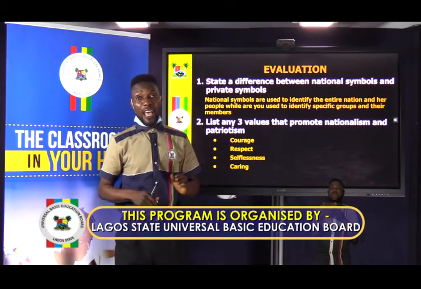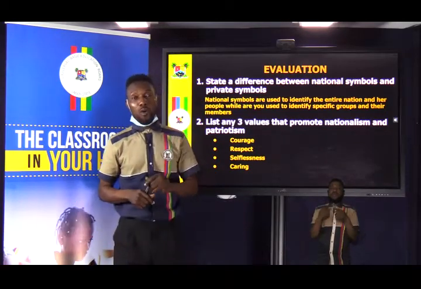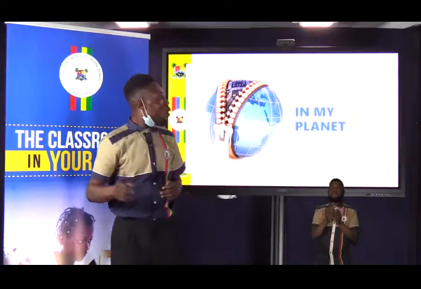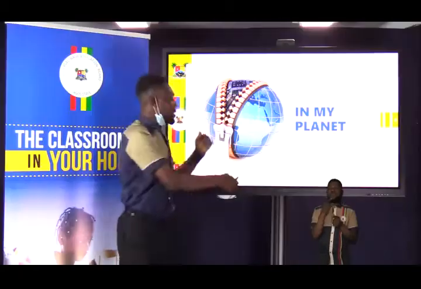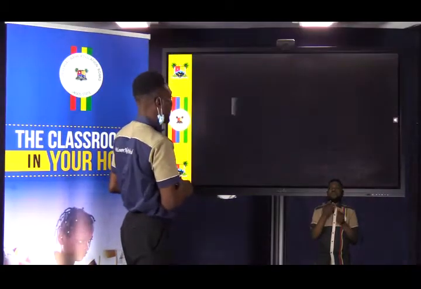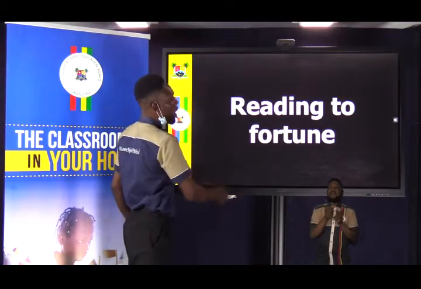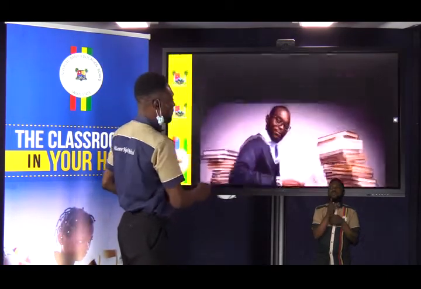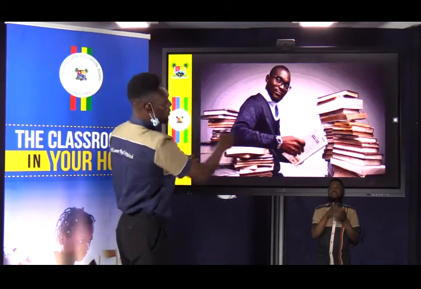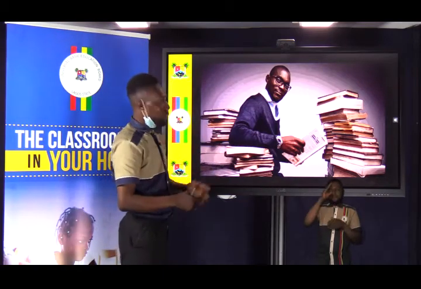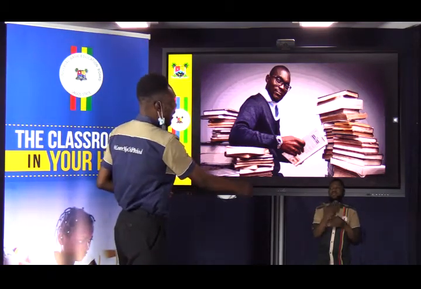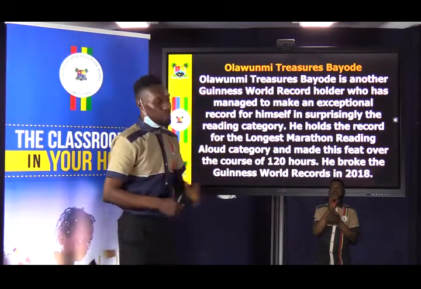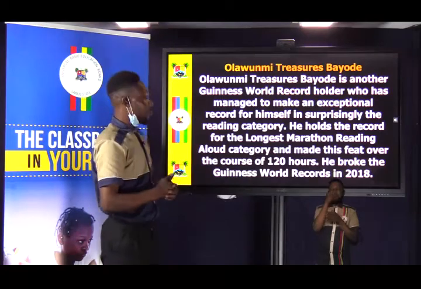We have come to the end of today's lesson. But before we go, we move on to the segment, In My Planet. Let's see one of the great things happening in our planet. And today we want to look at Reading to Fortune. This is the picture of a young man that has made great things happen that is worthy of emulation. Olawumi Treasures Bayode, that's the man's name.